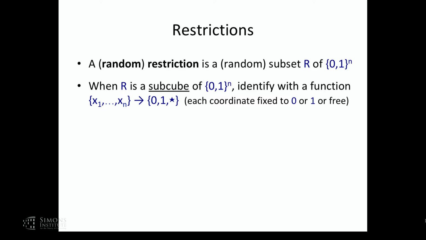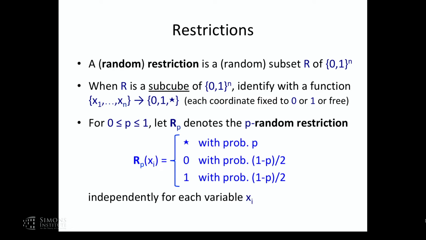When R is a subcube, we can identify R with a function which maps the coordinates to either 0, 1, or star, meaning each coordinate is either fixed to a constant or left free. And R_p will be the p-random restriction, the most common random restriction we'll be looking at. Here p is some fixed parameter between 0 and 1, and each variable is independently left free with probability p and otherwise set to 0 or 1 with equal probability.